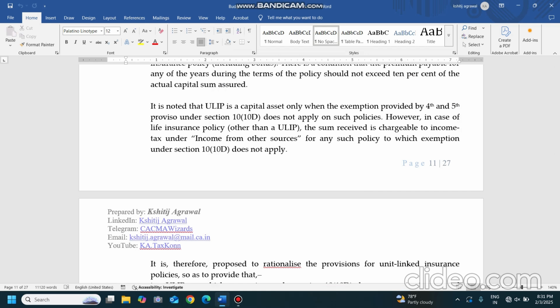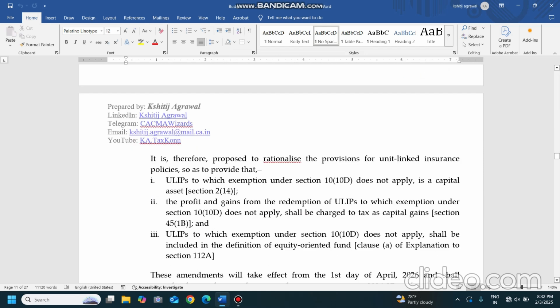If it is a unit linked insurance plan, then it will be taxed as capital gain. And if it is a non-unit linked insurance plan, the 5 lakh premium case, then it will be taxed under income from other sources. Now how will it be taxed? Income from other sources is taxed in the same manner as it was taxed earlier.